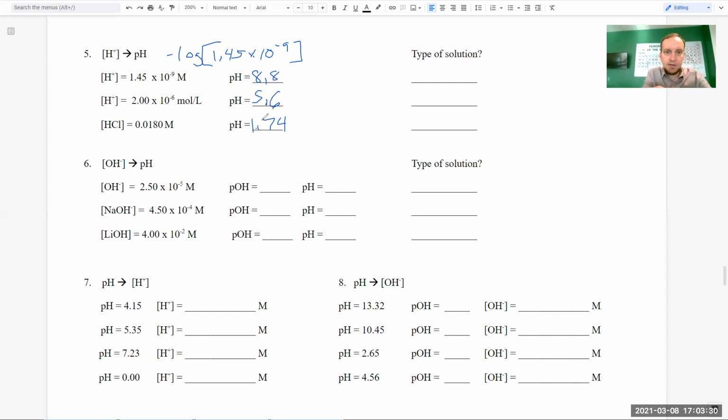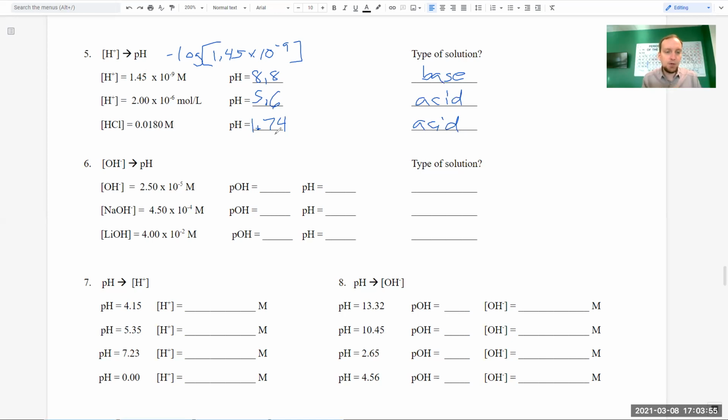Now, of course, going back to the right column, 8.8 is a base, and it would be a pretty weak base. 5.6 is an acid, not terribly strong, on the weaker side. 1.74 is a very strong acid, very dangerous.